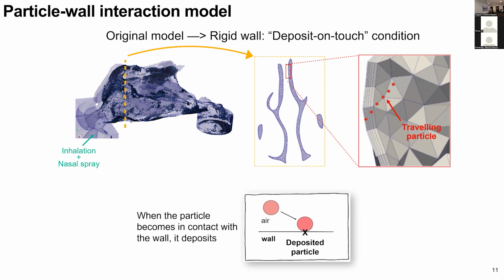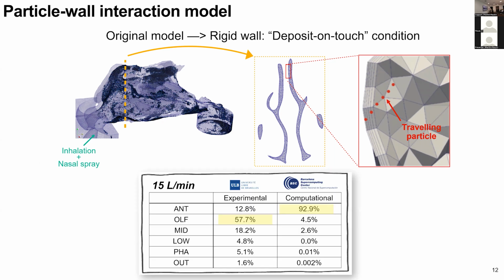Now, we performed our transport and particle simulations, and we compared our computational deposition results with the experimental results. And here is what we have. For the 50 liters per minute flow rate, in the 6 different regions, there is quite a discrepancy between the experimental and computational results. We notice that in the experiments, the majority of particles are deposited in the olfactory regions, whereas in our case, they're deposited in the anterior part of the nose.